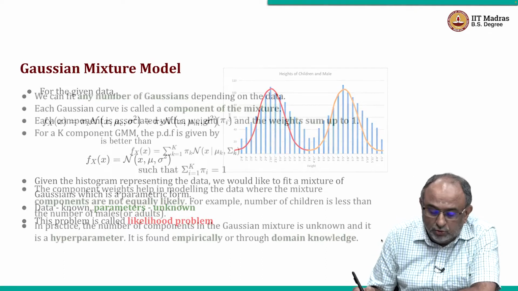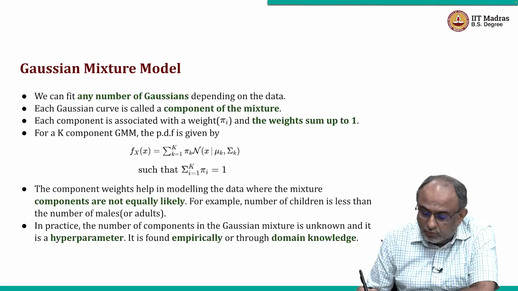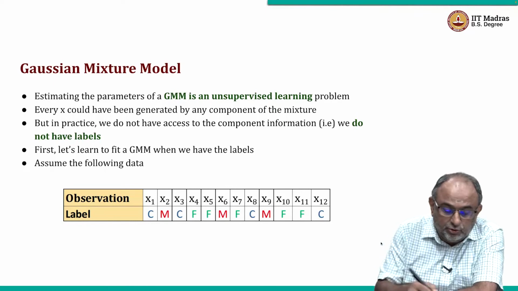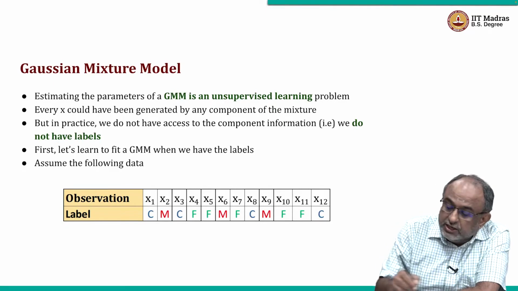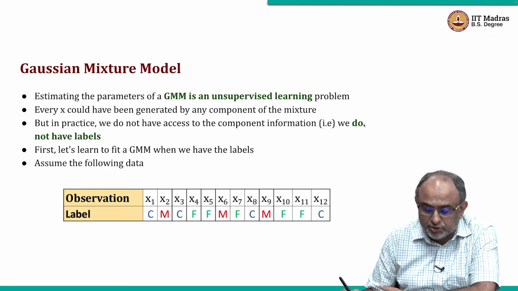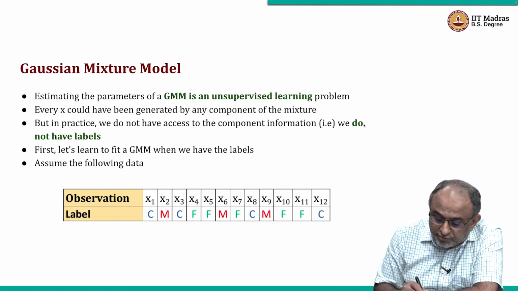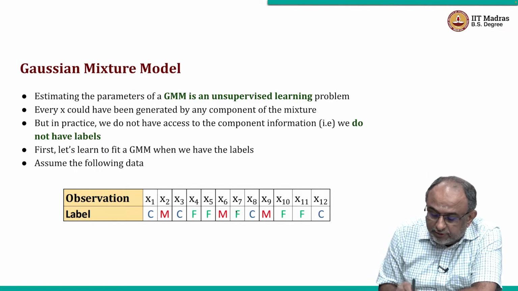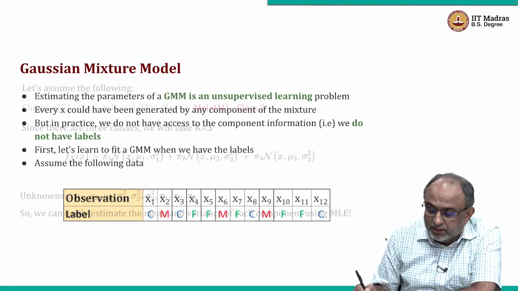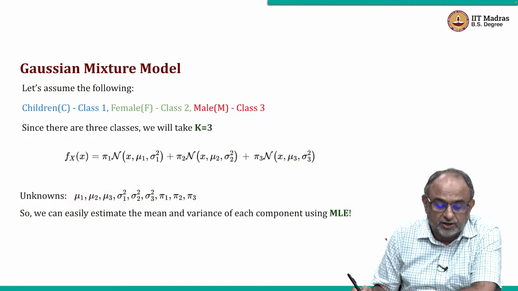If I do not know that, we do not have labels now. So that is the problem: we do not know which measurement came from a parent and which came from children. If the information about the category or the label is not there for each height measurement, then things become a little more difficult.